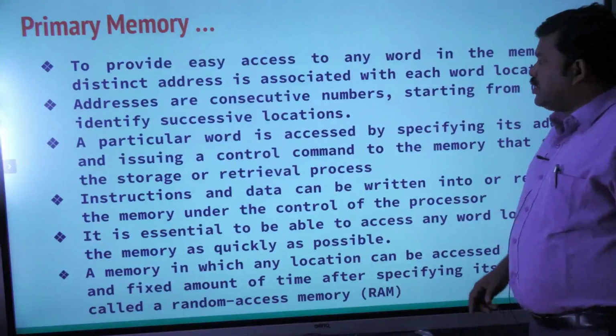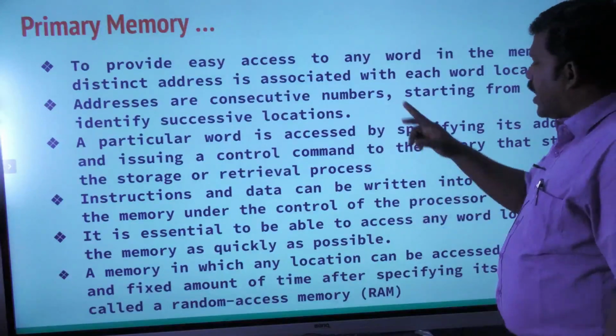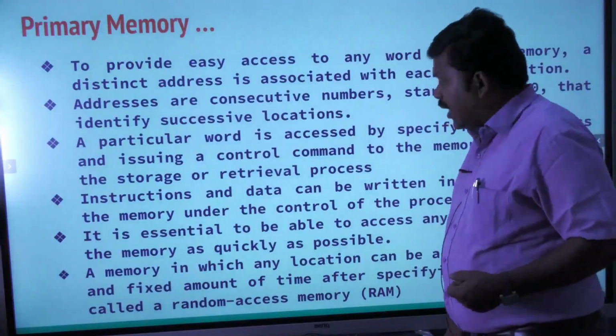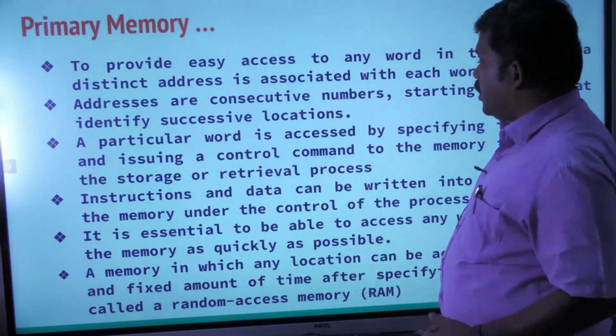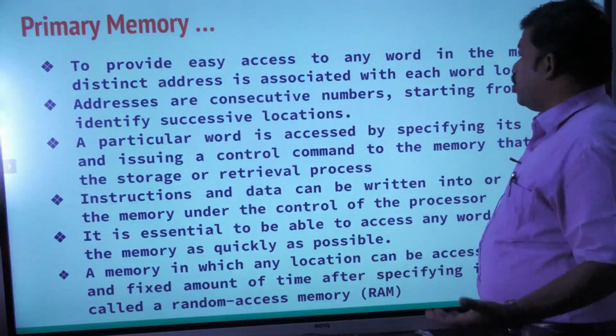A particular word is accessed by specifying its address, so it is called random access memory. Normally primary memory follows random access. By giving the address, we can read data or store data.